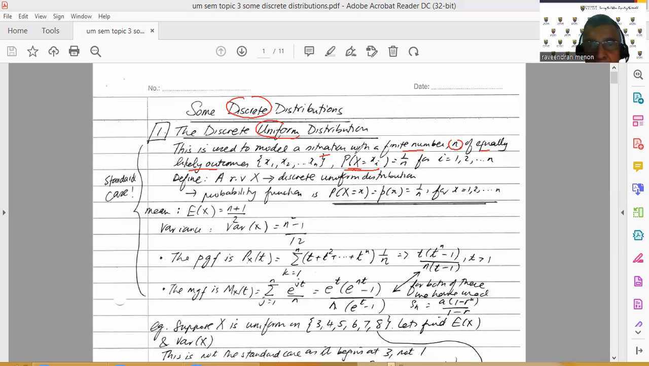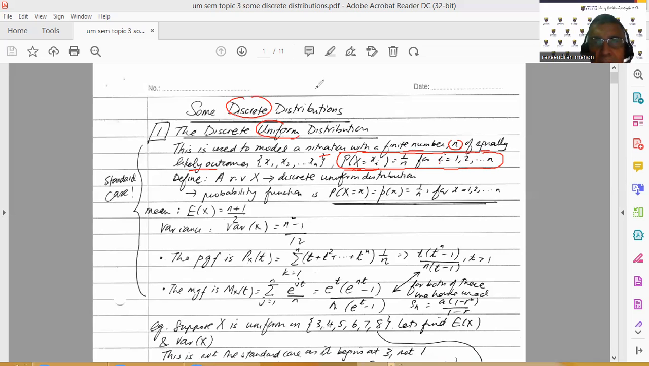The probability that big X, of course, represents the random variable, equals xi equals what? 1 over n, for i equals 1, 2, 3, 4, right up to n, okay? So this is your probability mass function for a discrete uniform distribution. Probability X equals xi equals 1 over n, i going from 1 to n.